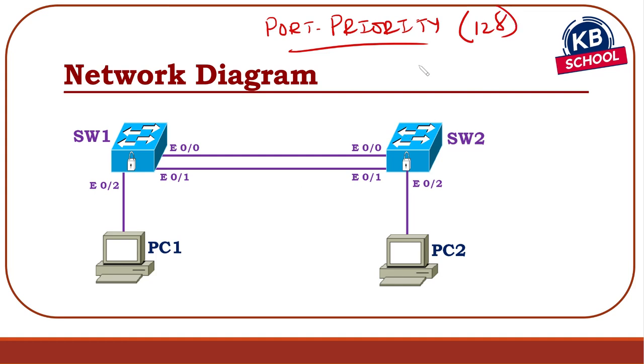So what's a tiebreaker? The tiebreaker is your port MAC address. Every port has a MAC address assigned. The MAC address is generally on the switch. You have a system MAC address, which is for the switch itself.